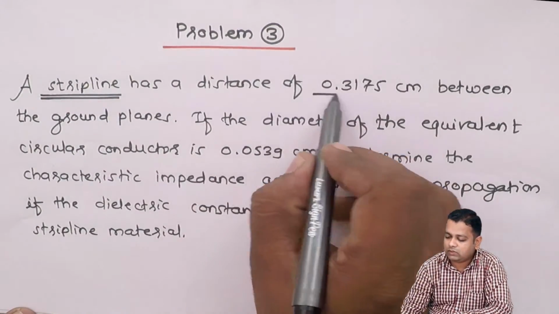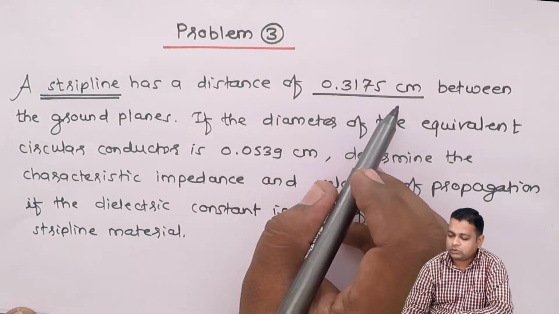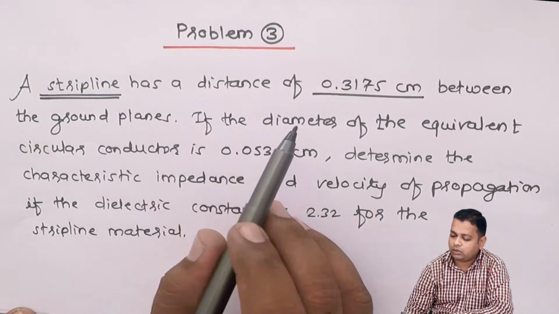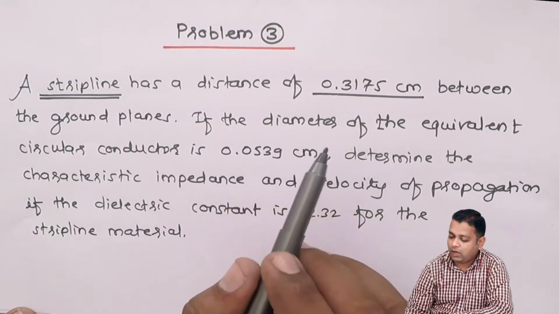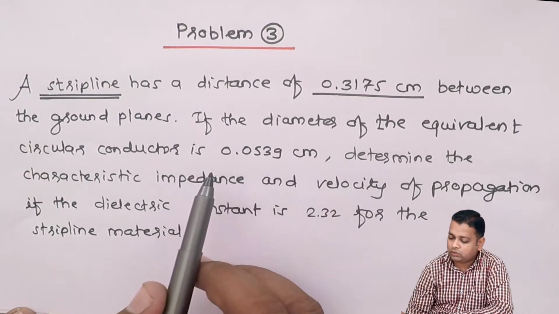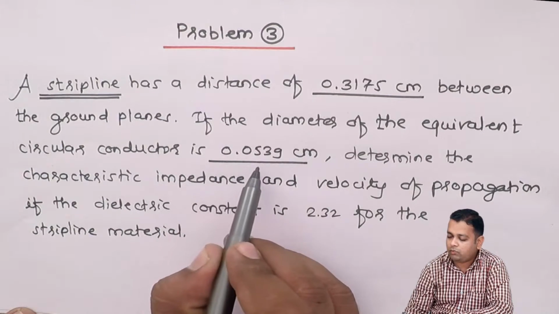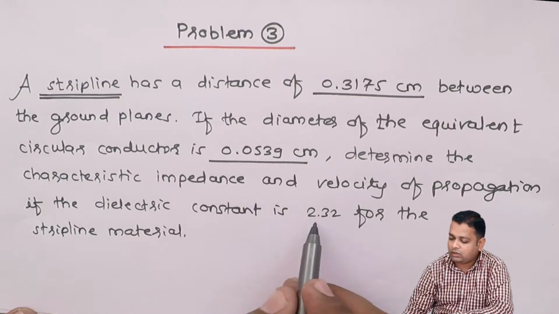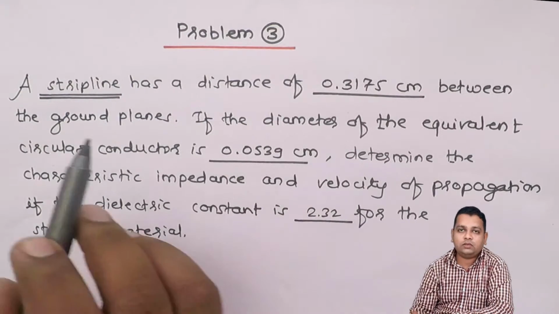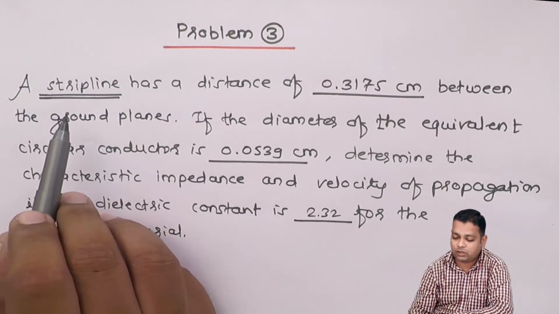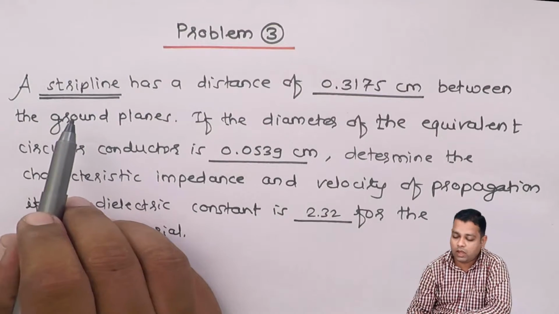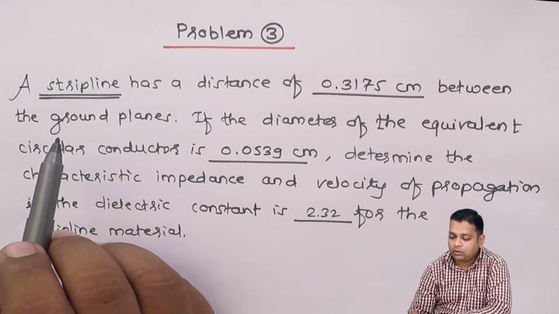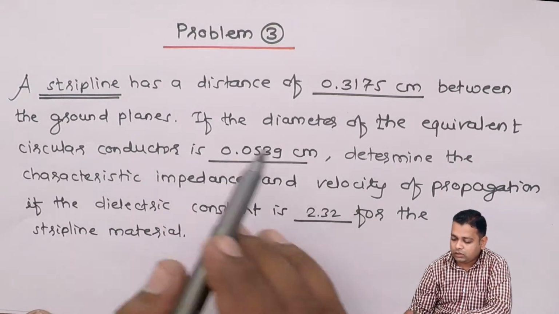Hence, the distance is given, that is 0.3175. So this distance of separation between the ground planes is there actually. So we can use this particular parameter to determine the values asked. If the diameter of the equivalent circular conductor is 0.0539 centimeter, determine the characteristic impedance and velocity of propagation for this dielectric constant. So we know that the strip line is actually a modification of the coaxial cable. In the coaxial cable, the central conductor has a circular cross section. In the strip line, we have a rectangular cross section. So that information is given to us.